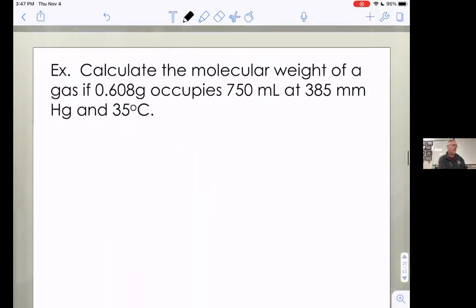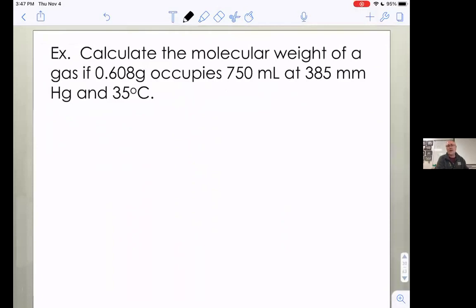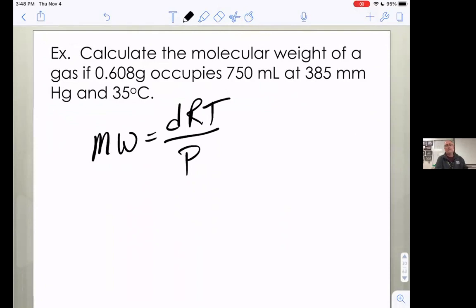So here's a little example. Calculate the molecular weight of a gas. You have the mass. They're giving you the milliliters, which you change to liters, and they're giving you the millimeters of mercury, which you'd have to change to atmospheres. List your variables, plug them all in, and I would use the kitty cat or molecular weight kitty cat: M equals dRT over P. So go ahead, pause, give that one a shot, and I'll show you the answer on the other side.